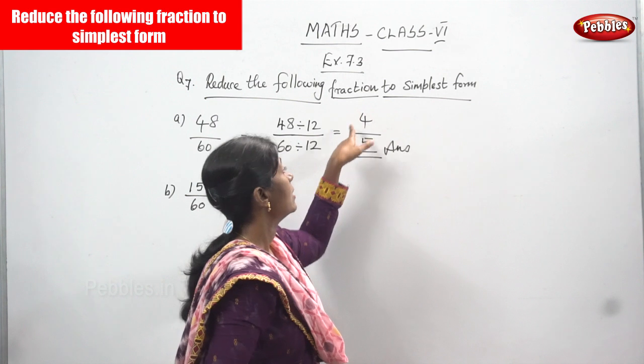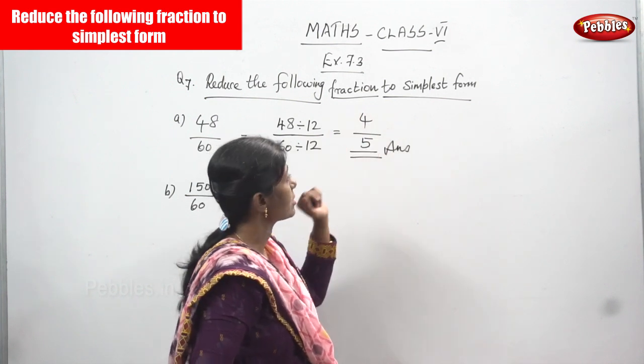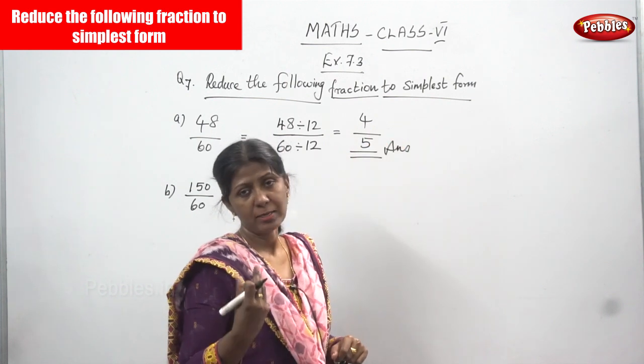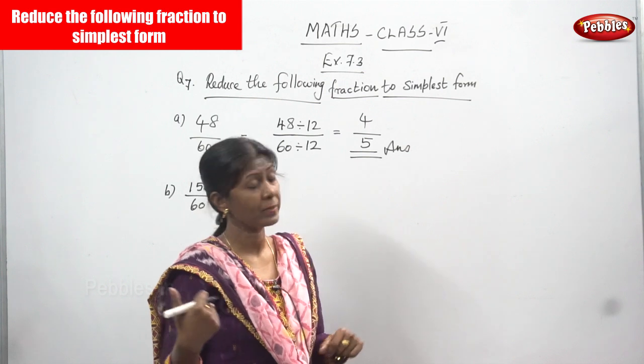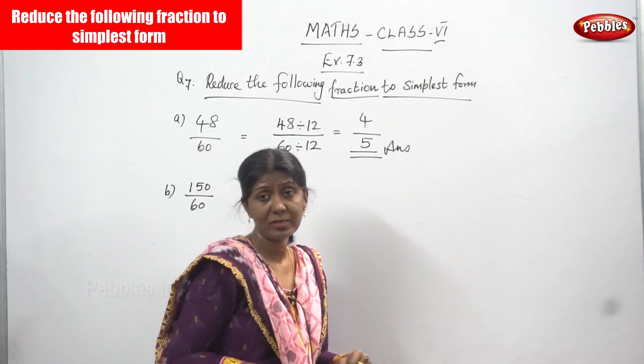Hereafter you can't make it as a simplest form, because the numerator 4 is an even number and the denominator 5 is an odd number. So you can't make it as a simplest form afterwards. So that is what you have to write. 4 by 5 is the right answer for this question.